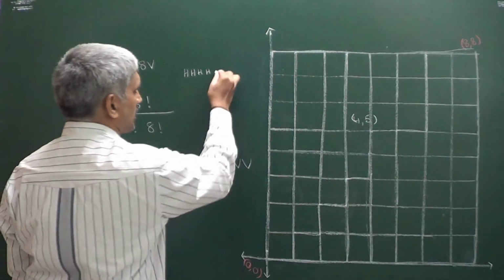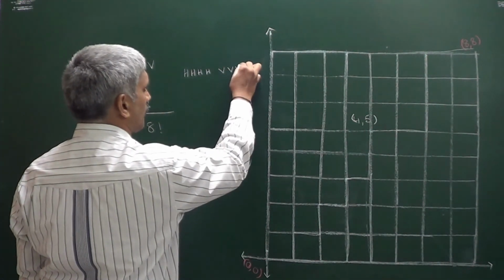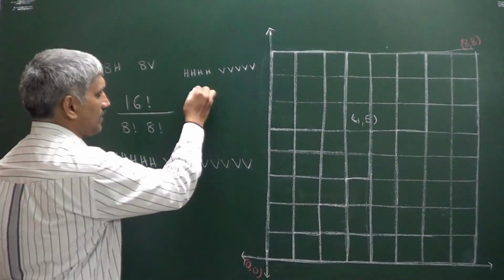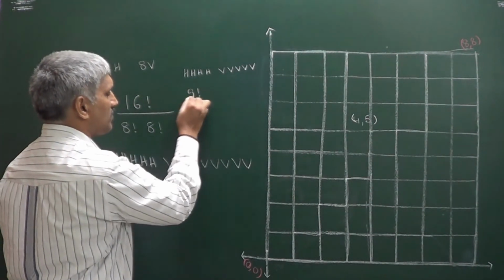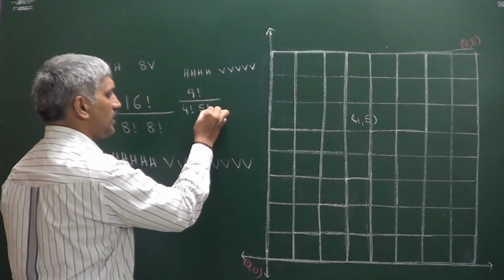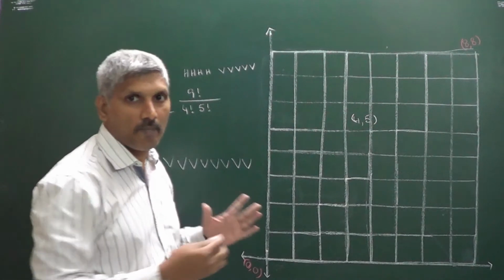Next, how many vertical steps are there? He has to take 5 vertical steps. That means total how many steps? 9 steps. 9 factorial divided by 4 factorial for the horizontal steps and 5 factorial for the vertical steps. That's why he reached my house.